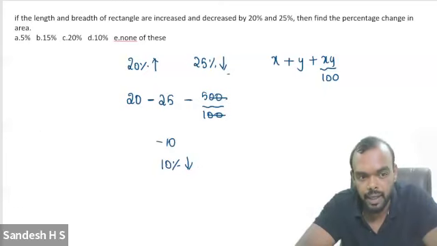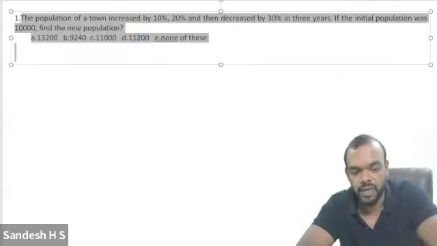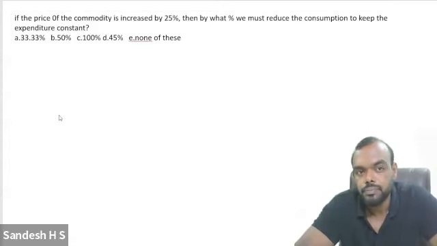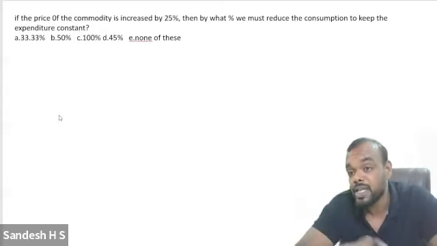Okay. Let us look at another question of a different type. Observe, the question is something like this. The price of a commodity is increased by 25%. Then by what percent must we reduce the consumption to keep the expenditure constant?